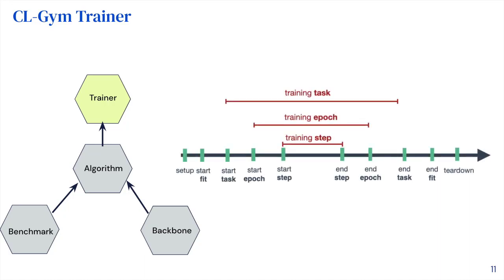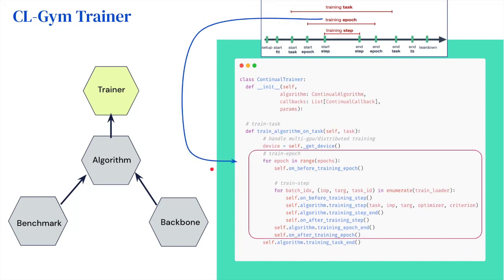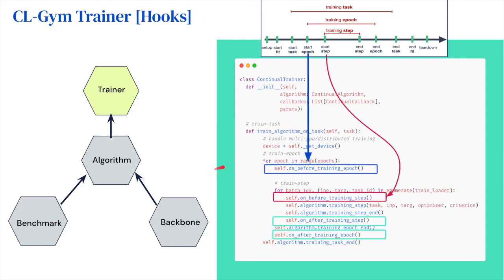We can see that the trainer in CLGIM essentially implements a timeline for continual learning experiments, and it is responsible for designing the experiment by working with the algorithm component. Here we can see that the basic trainer can train an algorithm in the discussed timeline. In this code, the trainer runs an algorithm for one task, which can include several epochs, and for each epoch, the trainer calls the algorithm training loop in addition to various hooks that can be used for customized experiments.